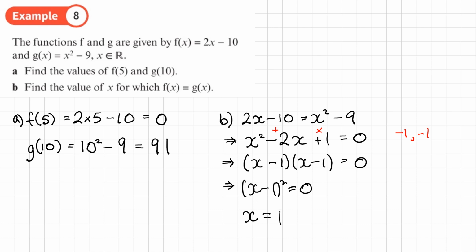And there's only one solution which is consistent with the question, because it says the value of x. If it said values, I'm guessing that I'd probably be looking for more than one value of x as my solution.